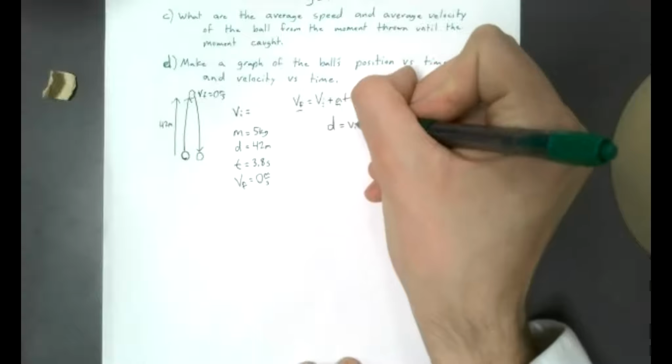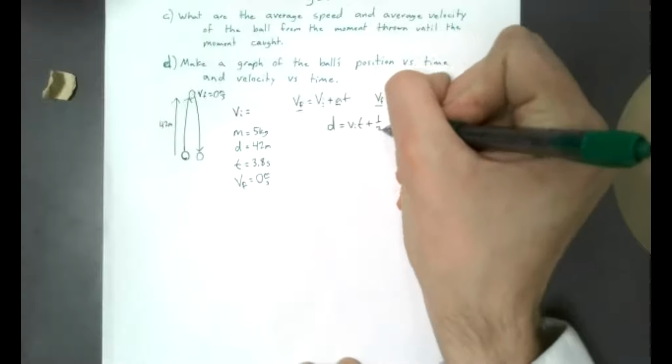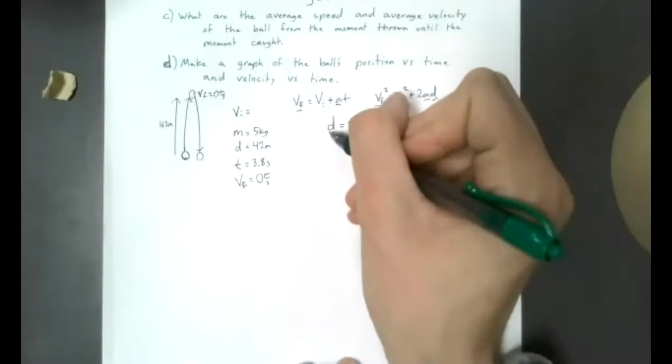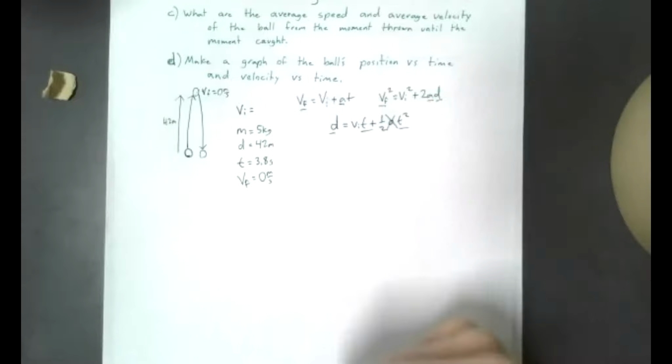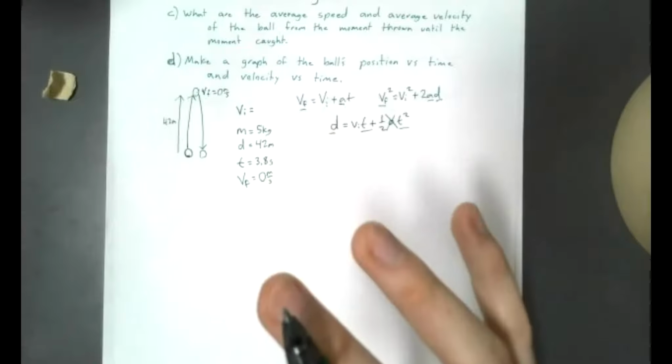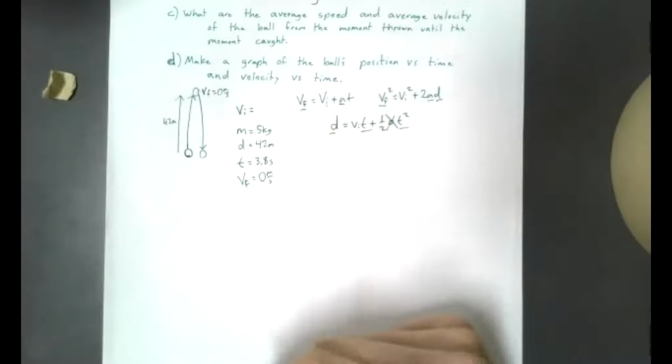D equals VIT plus 1/2 AT squared. Okay, so D equals VIT plus 1/2 AT squared. So I know the T and I know the D. I don't know the A again. So A is really hurting me here. So I need an equation that has VI in it, but does not have A, because otherwise I'm going to get stuck.